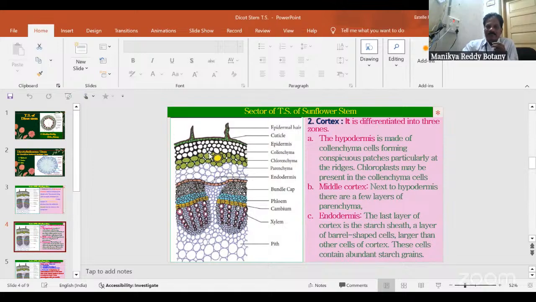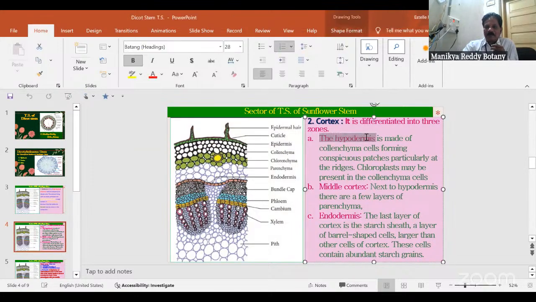The outer cortex is also called hypodermis. This is hypodermis. It is generally 2 to 3 layered cells. In most of the dicot stems, the hypodermis, that is outer cortex, is made up of parenchyma.